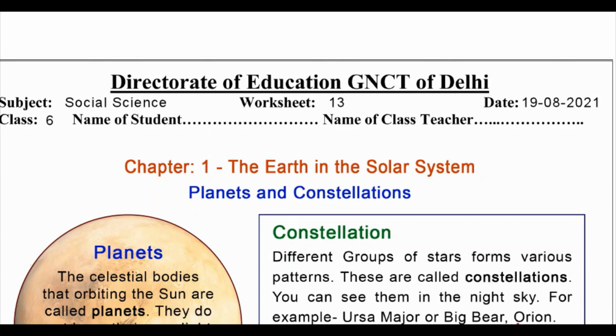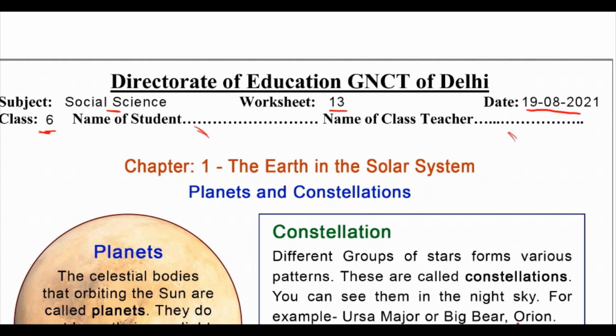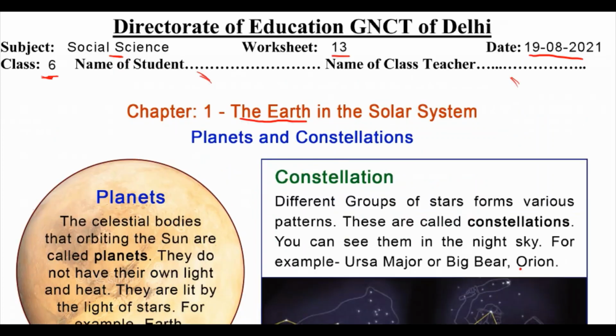Friends, in this video we are going to solve worksheet 13, subject social science. Date is 19th August 2021 and this is for class 6. You need to write your name here and here your class teacher's name. Now the topic of this worksheet is the earth in the solar system, as you can read here. So topic is the earth in the solar system. Now, planets and constellations are what we are going to study about today.